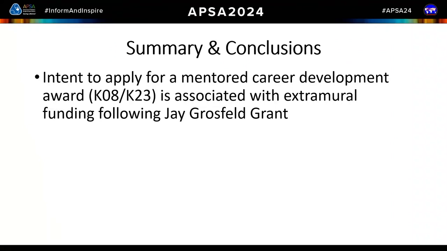So in conclusion, we learned that the intent to apply for a Mentored Career Development Award was associated with future extramural funding for the J. Grossfeld scholars. However, when we look at institutional support monetarily, whether your mentor was a surgeon or not, or Blue Ridge ranking of the institution that you're at, those didn't stand out as significant determinants of success in this specific subset.